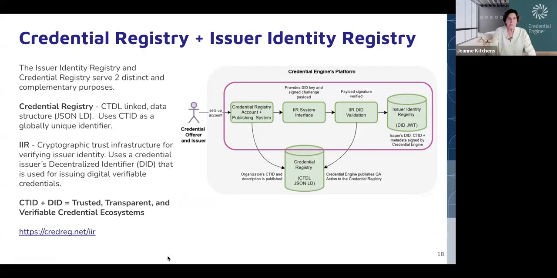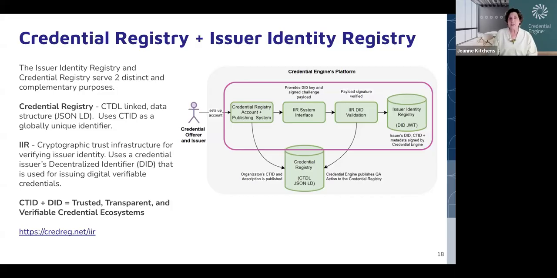So I mentioned that it's completely integrated with Credential Engine's technology stacks. The Credential Registry still is the Credential Registry. It is not the Issuer Identity Registry. There are two different things, but they are complementary things. And the key points between the two are that the role of the Credential Registry is solid data, structured, linked, open data. And that is a specific kind of data format. And for us, it's JSON-LD.